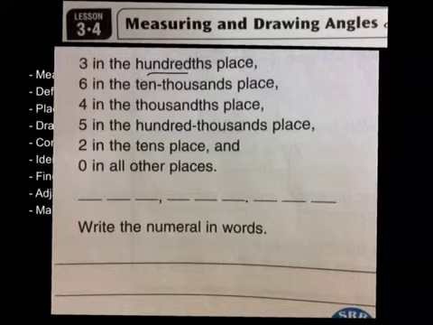We have 3 in the 100th place. Well, I first have to identify where the decimal is. There it is. This is the 10th. This is the 100th. So 3 in the 100th. 6 in the 10,000s. Here's the 1, 10, 100, thousands, 10,000. Well, 6 in the 10,000. 4 in the thousandths. Pay attention to the thousandths. 1,000th place: 10th, 100th, thousandths. There's our 4.